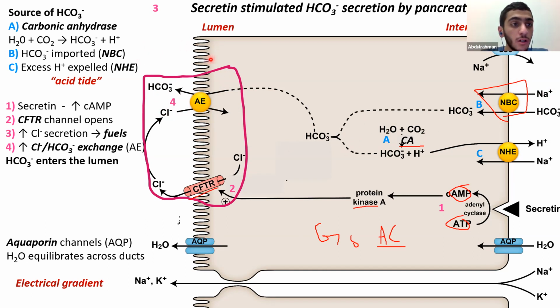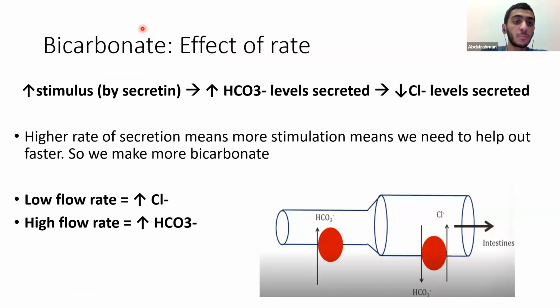I'm glad. Okay, so the next part, the effect of the rate. Now, it might seem a little confusing, but instead of just trying to memorize it, let's first of all understand the concept of it. Now, if you read this sentence, the higher the rate of secretion, what does that mean? It means that the pancreas itself is being stimulated more, right? And when would the pancreas be stimulated to release bicarbonate? If there is too much acid, okay?